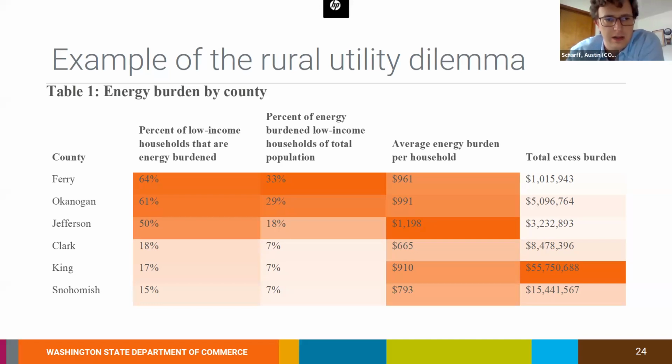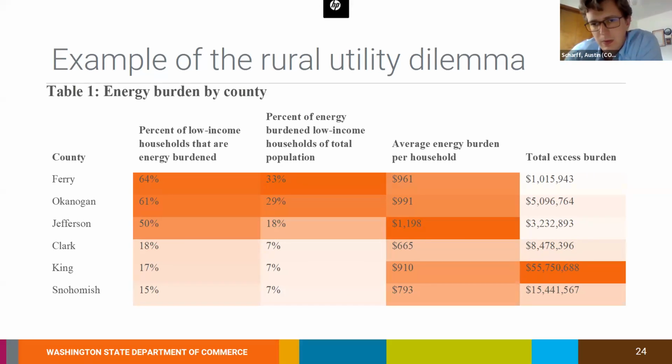Ferry and Okanagan are at the top of the energy burden columns in terms of nearly all of these different measures. Jefferson is the highest on average energy burden per household, but middle of the pack for these other metrics. And then Clark, King, and Snohomish are below middle, near the bottom of these different metrics, except for the total excess burden, which lines up, of course, with the chart that we were just looking at, because it's the same data set.